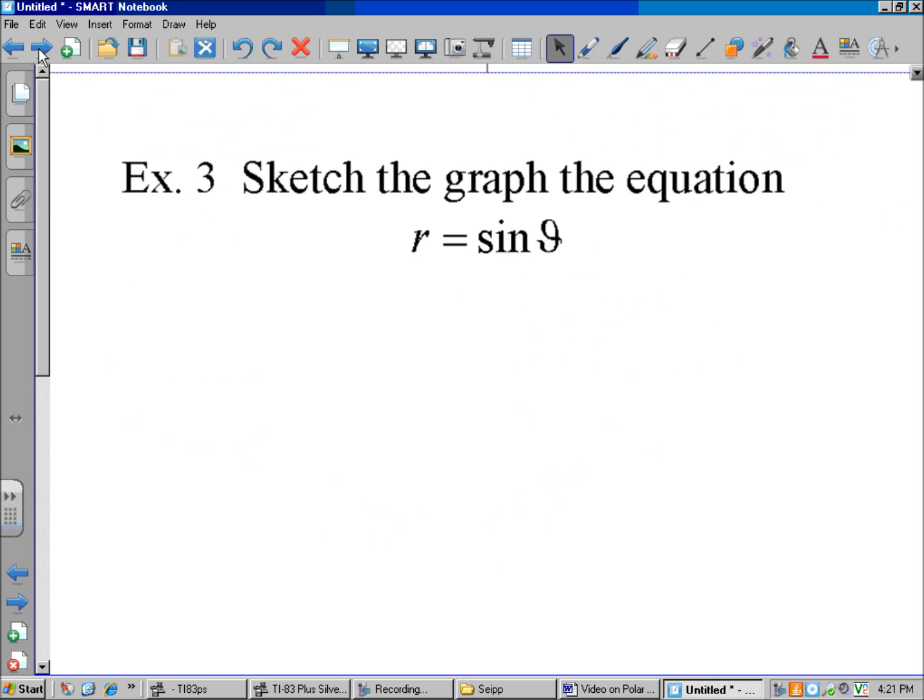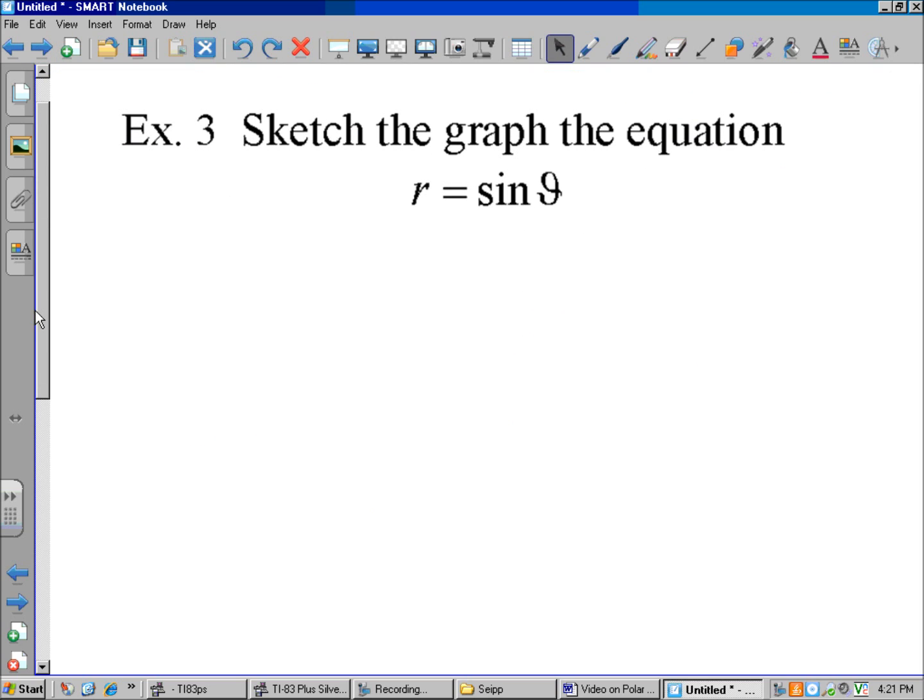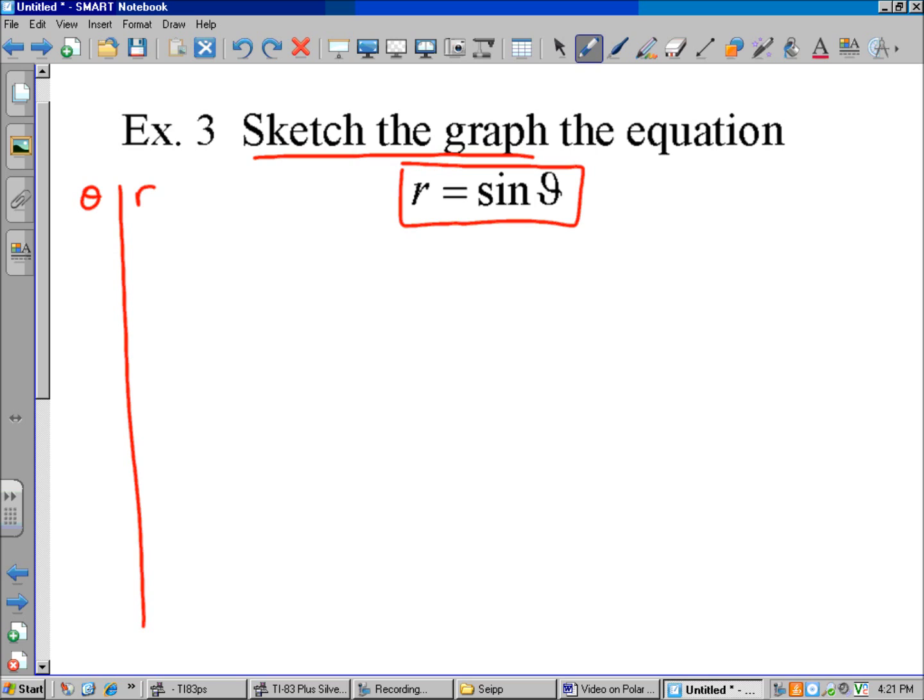All right, just a little bit more review of polar. I just want to show you how to sketch the graph of a polar equation. So say we have the equation r equals the sine of theta, and we wanted to sketch this graph. Here's what I would do. I would make a theta, comma, r table, and I would start to pick values for theta. All right, and I would plug them in and get the r value, and then I'd be able to sketch the graph.